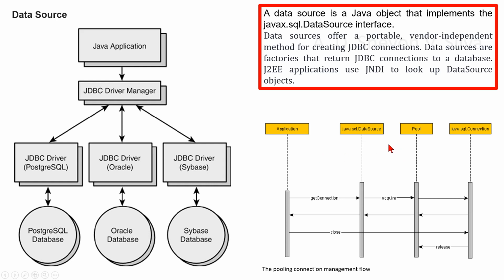Here, the interface DataSource in package javax.sql and in module javax.sql is a factory for connections to the physical data source that this DataSource object represents. An alternative to the DriverManager facility, a DataSource object is the preferred means of getting a connection. An object that implements the DataSource interface will typically be registered with a naming service based on the Java Naming and Directory Interface, JNDI, API.